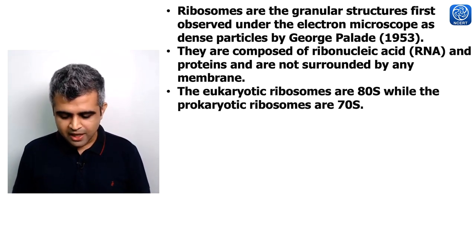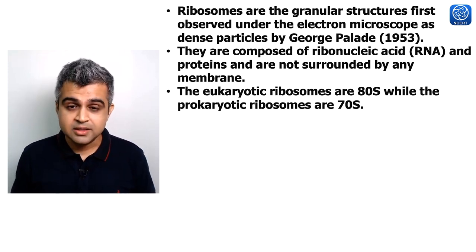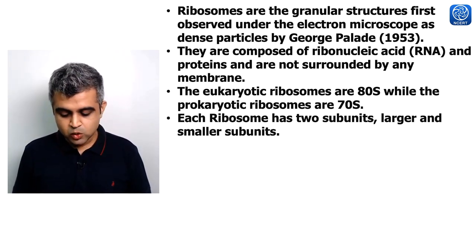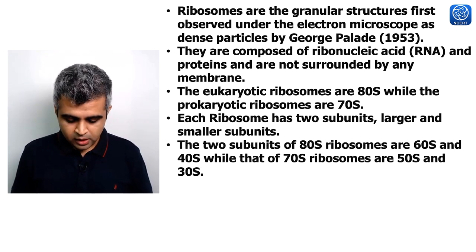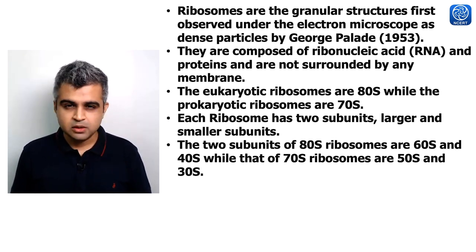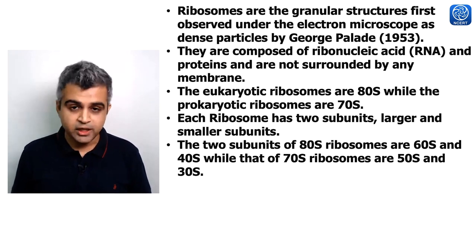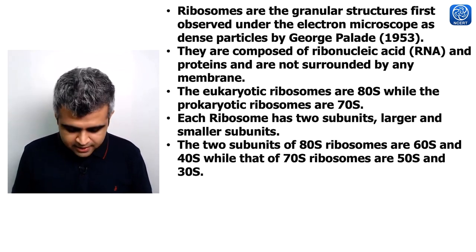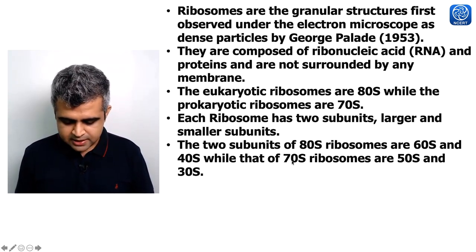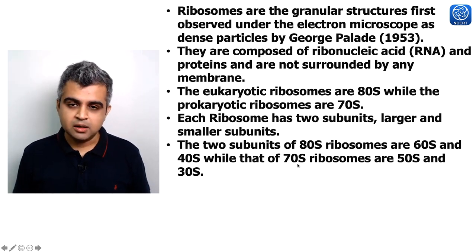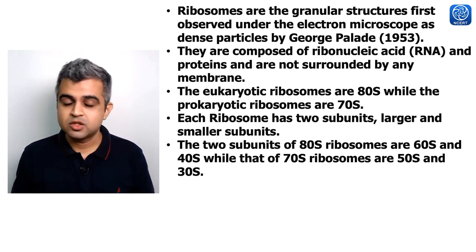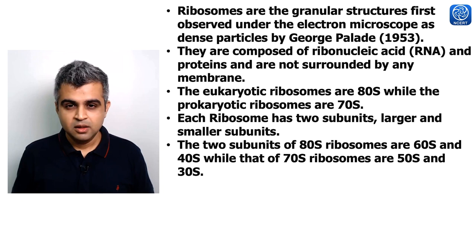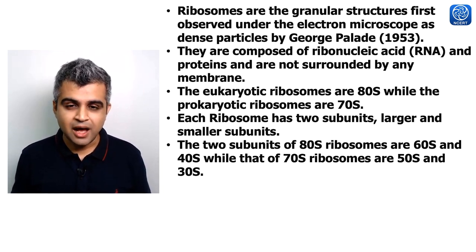The eukaryotic ribosomes are 80S, while the prokaryotic ribosomes are 70S. Each ribosome has two subunits, larger and smaller. The two subunits of the 80S ribosomes, the eukaryotic ribosomes, are 60S and 40S. So 60 plus 40 is not 100, it is 80. At the same time, the prokaryotic ribosome is 70S, and its subunits are the larger one being 50S and the smaller one being 30S. So again, 50 and 30 is not equal to 80, it is 70S. So eukaryotic ribosomes are 80S and prokaryotic ribosomes are 70S.